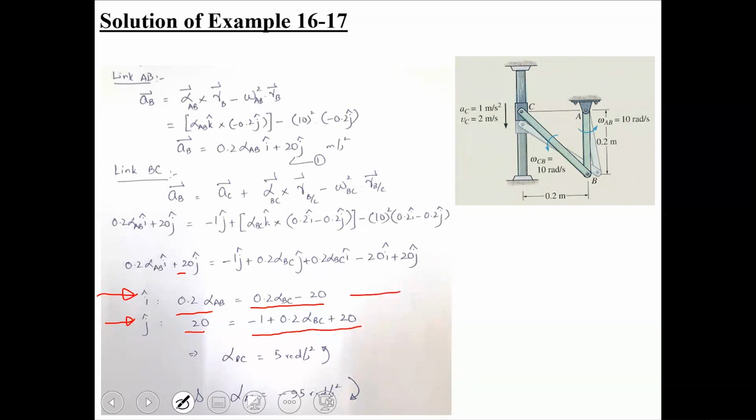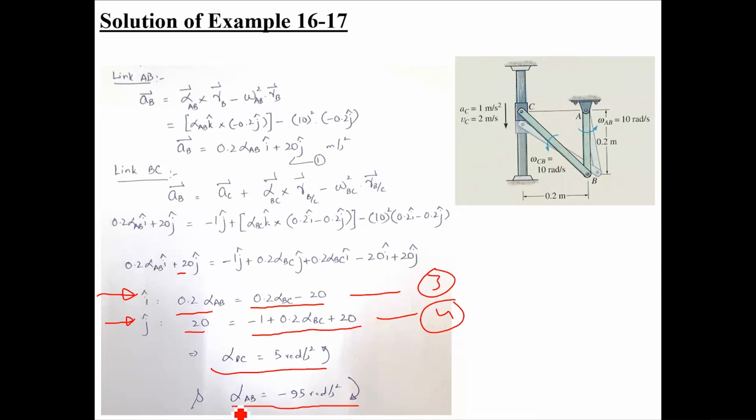So how many unknowns are there in these two equations, 3 or 4? Two unknowns. We have two unknowns, the angular accelerations of length AB and length BC. Once you solve these two equations, you get alpha BC equal to 5 radians per second square and alpha AB equal to minus 95 radians per second square.